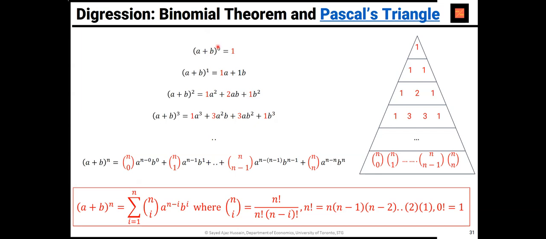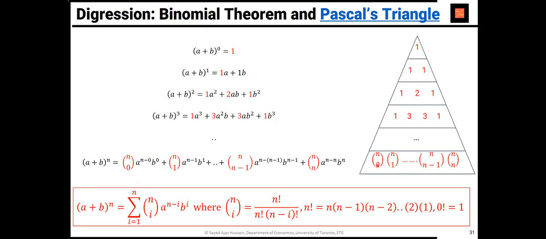Notice that a plus b to the power 0 is 1. Sorry, let me back up. Everyone knows Pascal's triangle, 1. So the edges are always 1. And the numbers in between are the sum of the ones on top. So you can see that 1 plus 1 is 2, 2 plus 1 is 3, 2 plus 1 is 3. The next one will be 3 plus 1, which would then be 4 down here, etc.